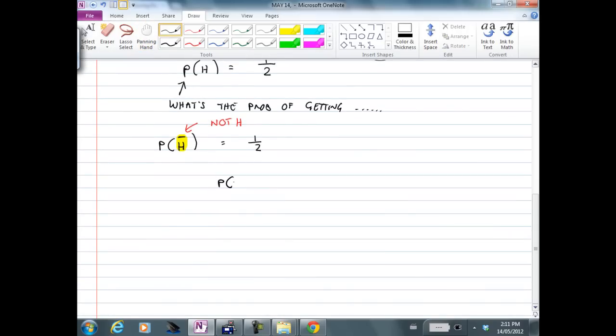Here's another formula you need to know. P of H plus P of not H always equals a magic number: always 1. Because if you take the probability of getting something and the probability of not getting something, let's rephrase it, it equals 1.